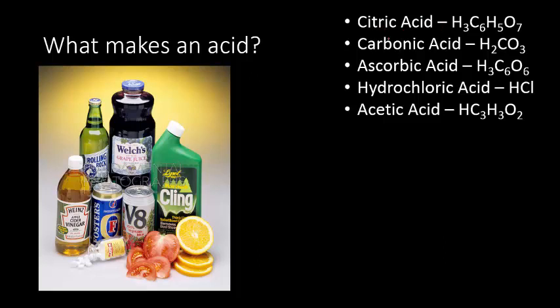Here we have citric acid, which is in your citrus fruits, carbonic acid, which is any carbonated beverage, ascorbic acid, which is vitamin C found in your citrus fruits and in some of the other foods that you eat. Hydrochloric acid is your stomach acid and found in toilet bowl cleaner, different concentrations, of course. Acetic acid is what's found in vinegar. Take a moment and see if you can see anything at all that looks the same in these 5 common acids.